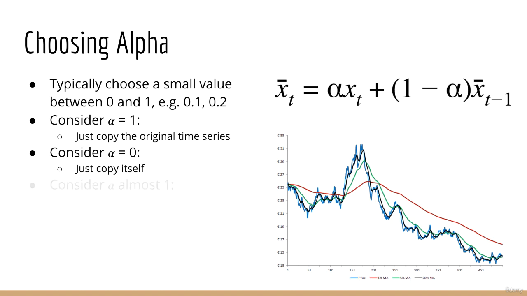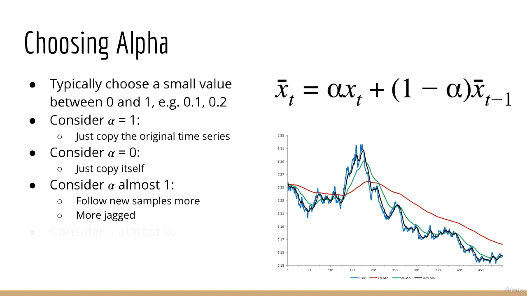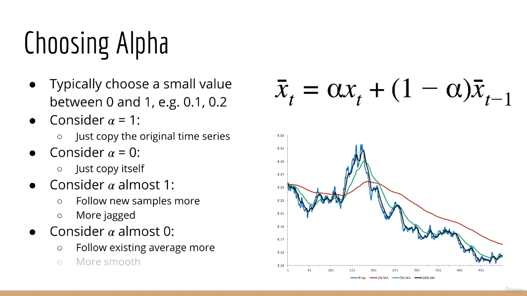Intuitively then, if we set alpha very close to 1, that says new samples matter much more, and the old average matters much less. You can imagine this will lead to a much more noisy time series, which will more closely match the original. If we set alpha very close to 0, that says new samples matter much less, and the old average carries much more weight. In this situation, you'll get a much smoother time series, and it will take a much more drastic change in x to affect the moving average.